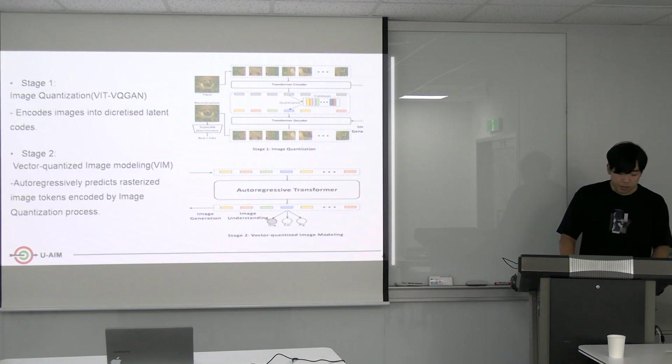The model I'm going to deal with consists of dual stages: image generation and image understanding. The former is the stage discretizing images to discrete latent variables or tokens using ViT, the vision transformer VQGAN. The latter is the stage autoregressively predicting encoded tokens.